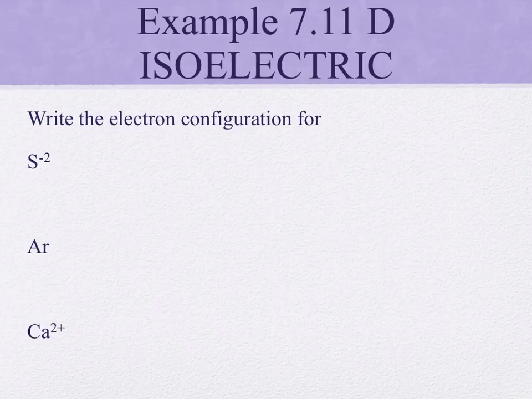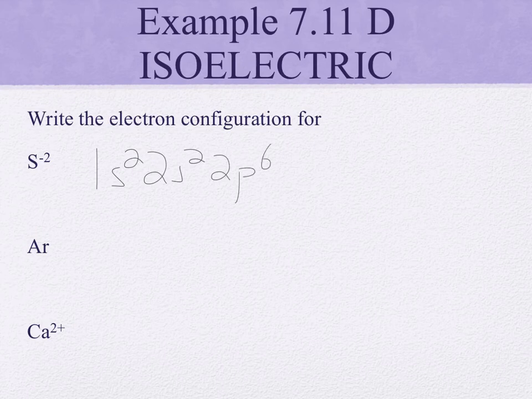Okay, write the electron configuration for the following ions. So let's get started here. Sulfur -2 is different from sulfur because it has 2 extra electrons. So let's see how that affects the electron configuration. 1s2, 2s2, 2p6, 3s2, 3p. Now sulfur normally stops here at 3p4. But sulfur has 2 extra electrons, sulfide, so we put them there and we fill it up, 3p6.